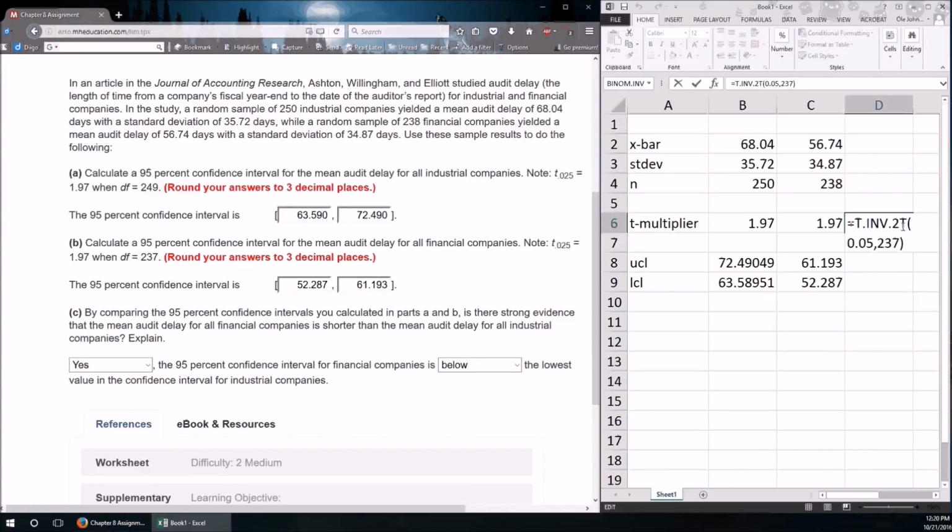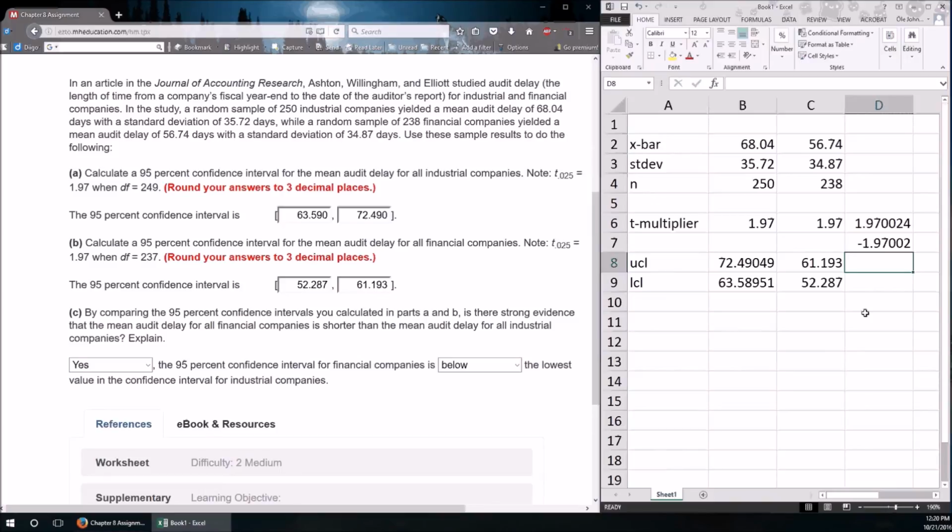Notice that I did the .2T. The effect of doing that is exactly the same as 0.05 divided by 2. That 0.05 comes from 100% minus 95%, divided by 2. And again, 237 for the sample size.